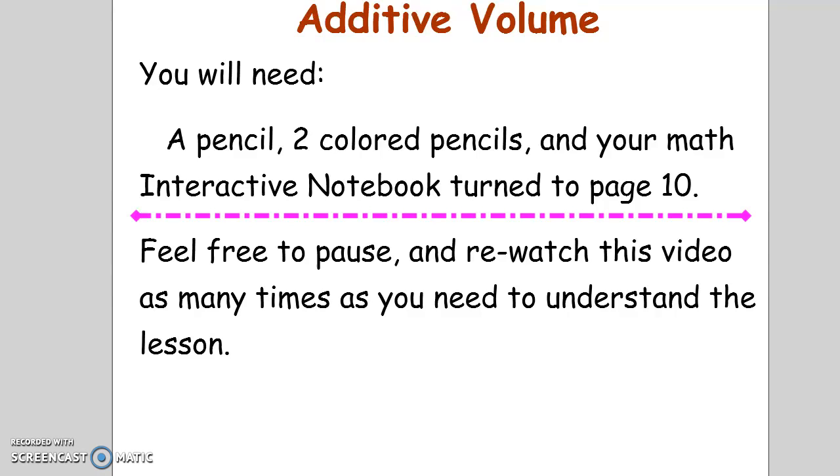This is our second video on the topic of additive volume. You're going to need the same materials today that you needed yesterday. So please find a pencil, two colored pencils, and your math interactive notebook. Turn to page 10. Please feel free to pause and re-watch this video as many times as you need to understand the lesson. If you need to go get your materials, please pause the video now.